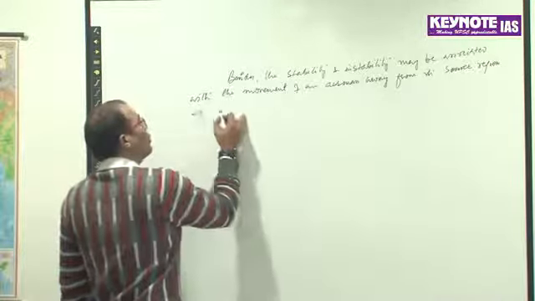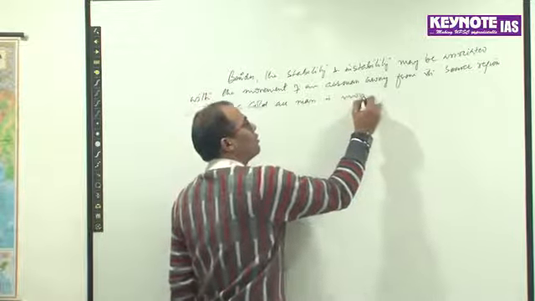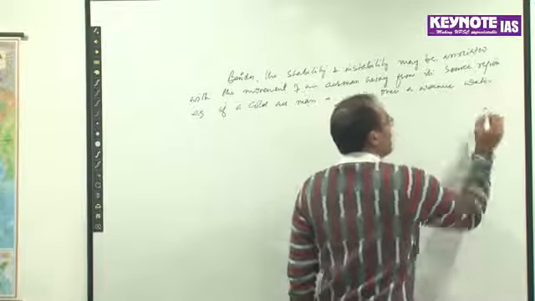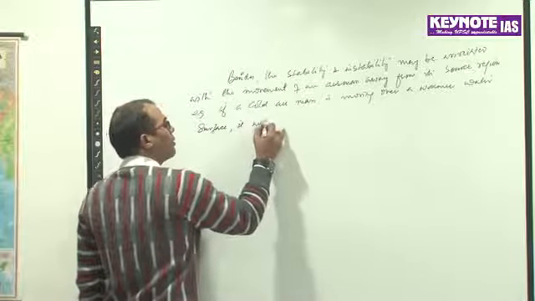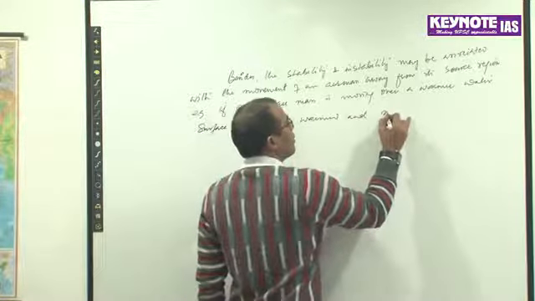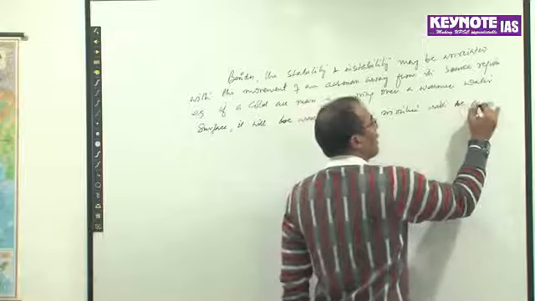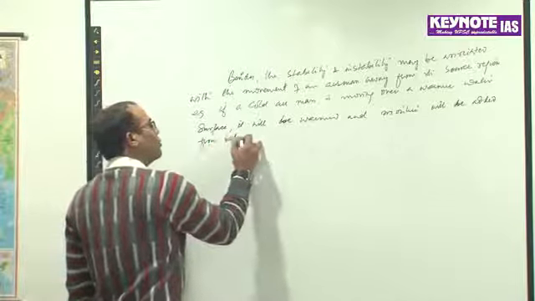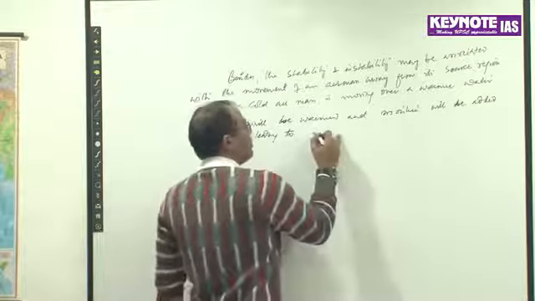For example, if a cold air mass is moving over a warmer water surface, it will be warmed and moisture will be added from below, leading to instability.